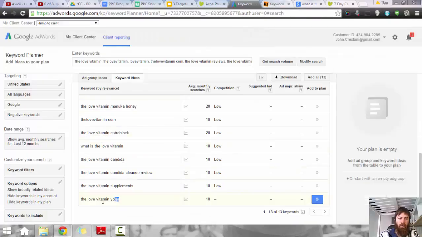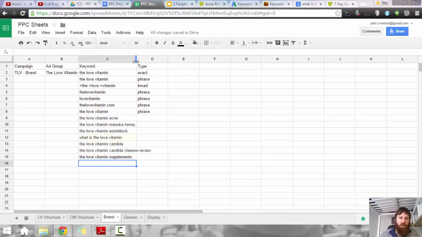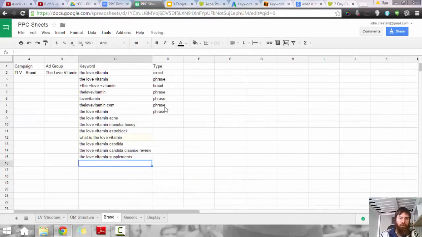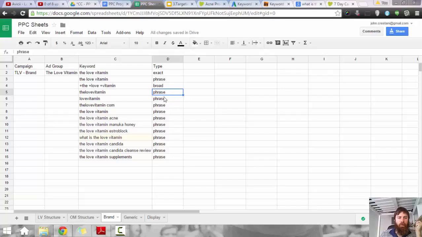And Love Vitamin Yoga. So I'm actually not going to type in Love Vitamin Yoga. So there we go. I sometimes go back and forth about whether I want these in phrase or broad. You can test it out for yourself, but this is pretty good. And if we want, I could just put these all in exact match and kind of let it go like that.